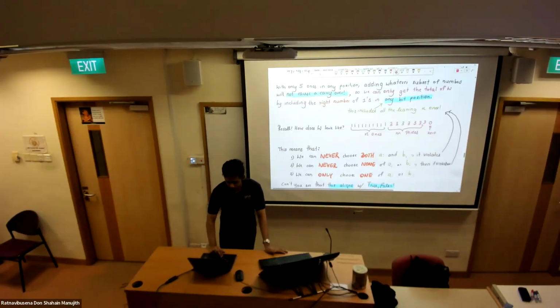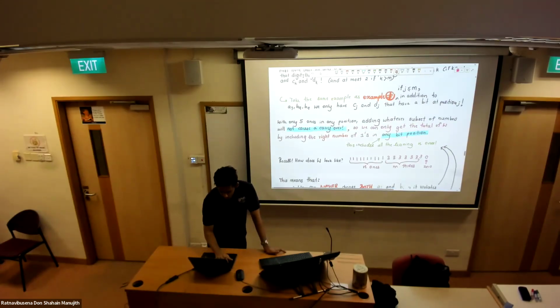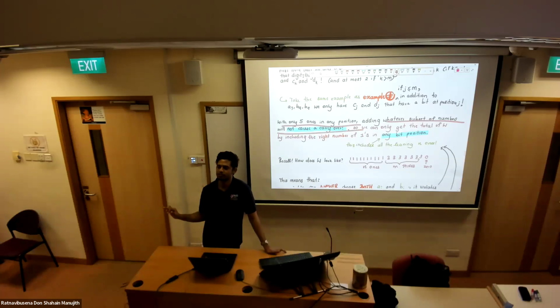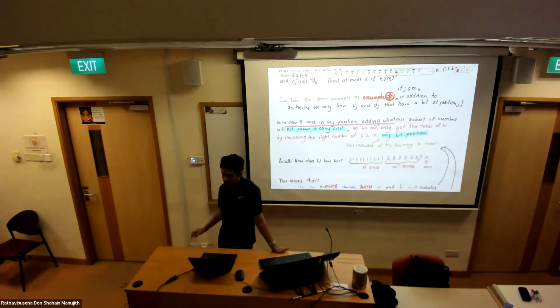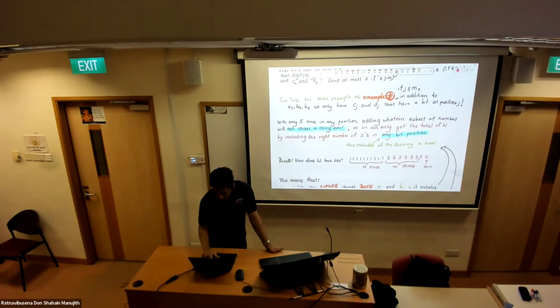So with only 5 numbers in any position, adding whatever subset of numbers will never cause a carryover. Because if you have at most 5 ones in any position, even if you add all the numbers, you will never get a carryover. To get a carryover, you need to get 10, and if you get 10, it carries over to the next one. So we can only get the total W by including the right number of ones in any digit position.